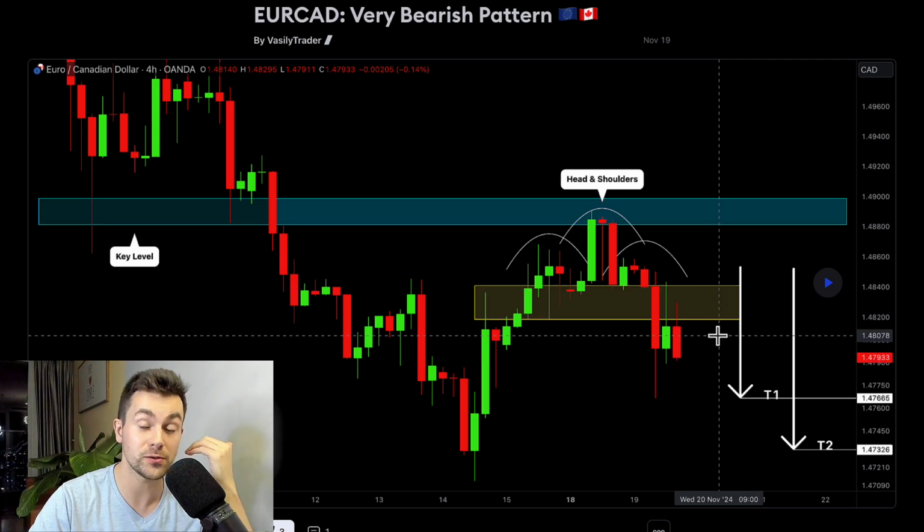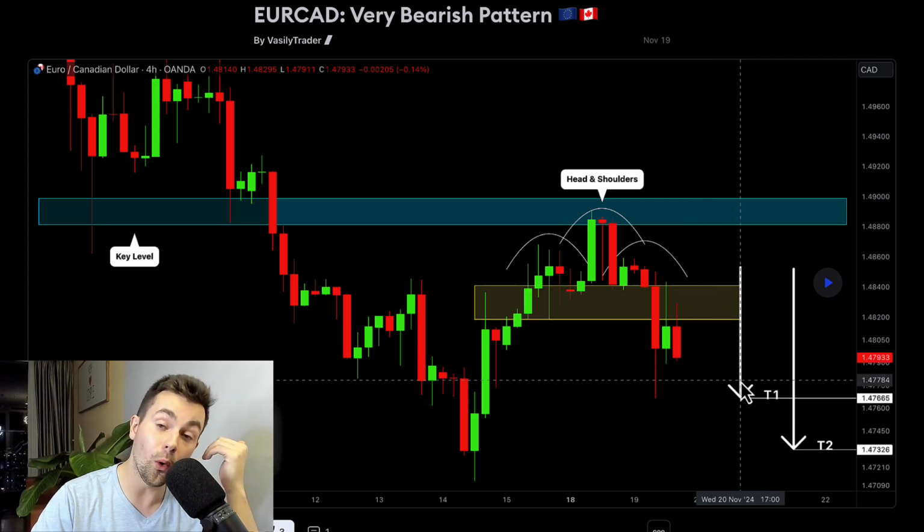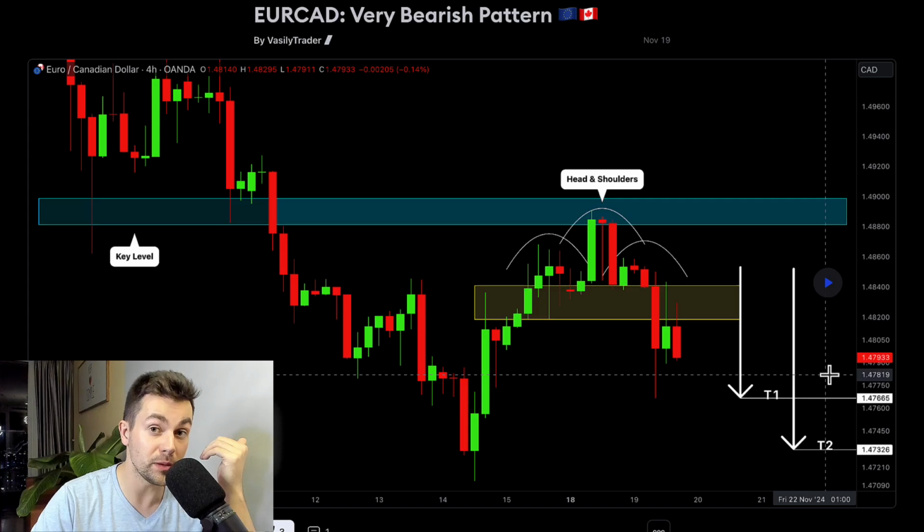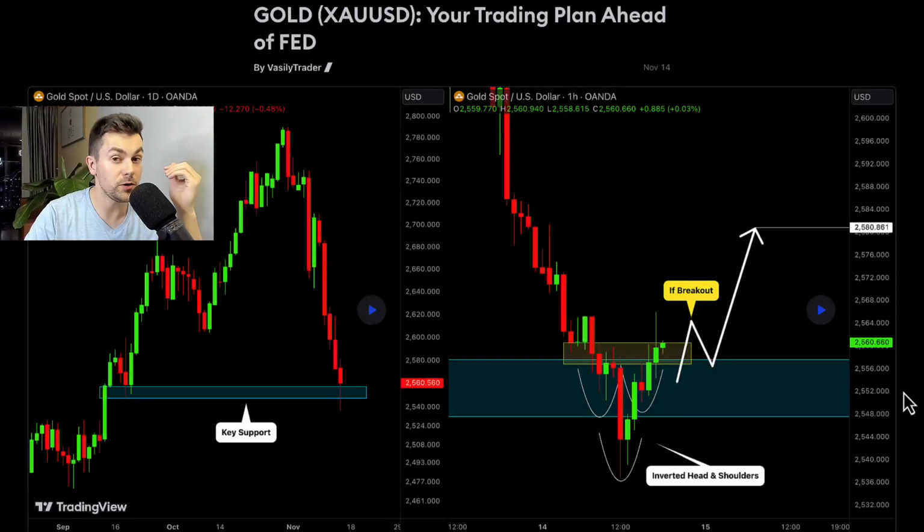That is our strong bearish signal. Only then we can anticipate a bearish continuation. Take a look at my trading setup on gold.